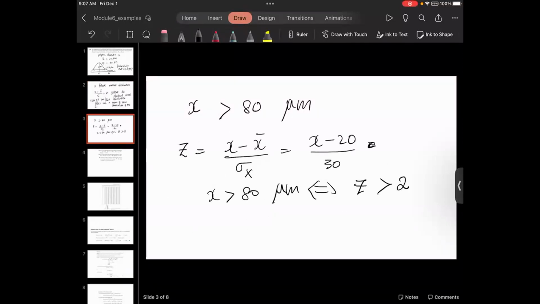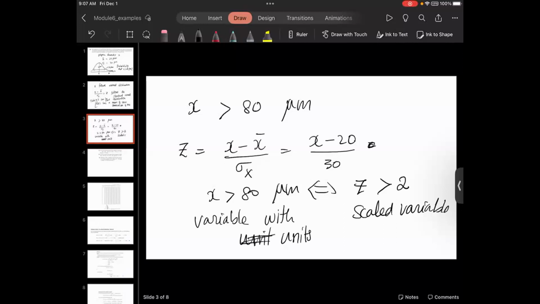So X greater than 80 is the variable with units. This is the scaled variable without units. If you want to ask what is the probability that X has a value greater than 80, it's the same as asking what is the probability that Z has a value greater than 2. And from the discussion yesterday, can you tell me how you will evaluate the probability of Z greater than 2?